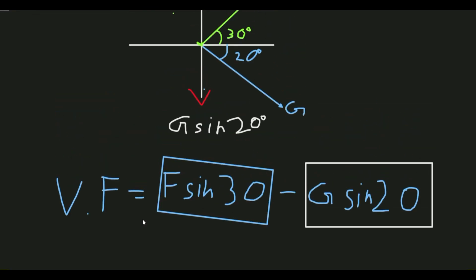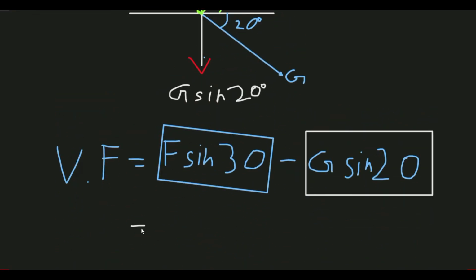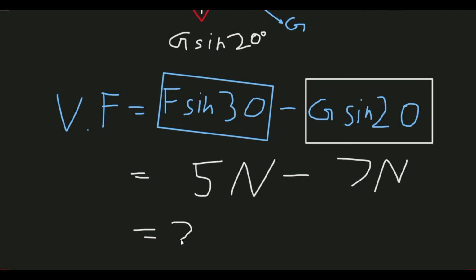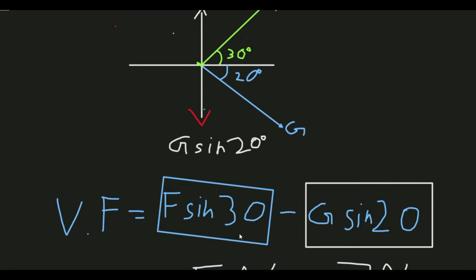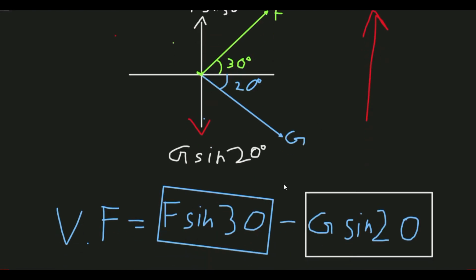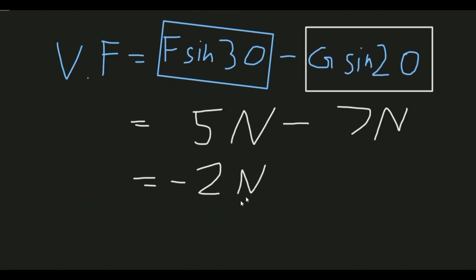For example, suppose the F sine 30 is 5 Newton and this G sine 20 is 7 Newton. So you have 2 Newton, not really, you have minus 2 Newton. Why do you have minus 2 Newton? So basically think of it like this. You assumed that this direction is positive, right? So you found this vertical force, but it is negative.